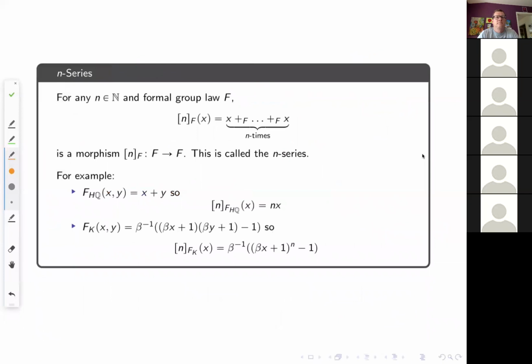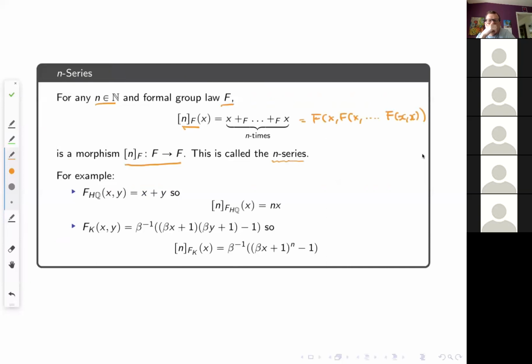So my next goal is to talk about heights, but first I need to give a couple of definitions that we're going to need to make the other definitions. So suppose you have any integer n and a formal group law F over R, then let's define this series here. That's just F(x, F(x, ..., F(x, x))), where you see n x's in there. In the category of formal group laws, that'll be a morphism from F to F for any integer n, and this morphism is called the n-series.